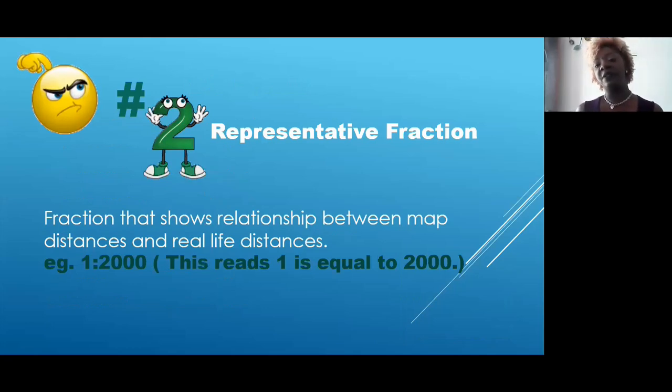Now, number 2 is a representative fraction. That's our second type of math, right? A representative fraction is a fraction that shows the relationship between map distances and real life distances. Right. So this would read 1, every 1 will be equal to 2,000.